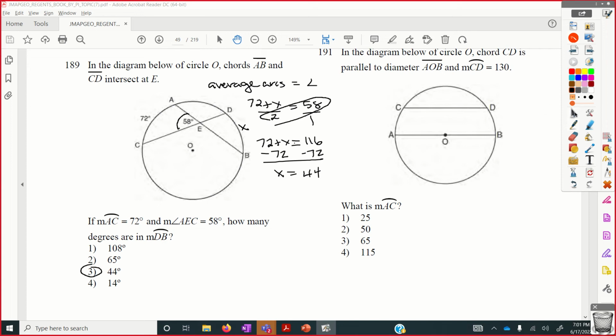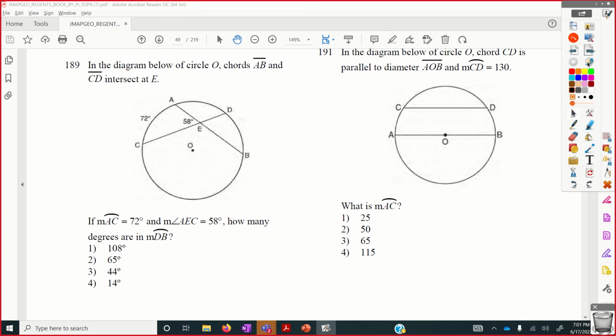We've done this question before. We talked about these parallel chords making congruent arcs on the sides. So CD is 130. Just subtract from 180 and divide by 2.